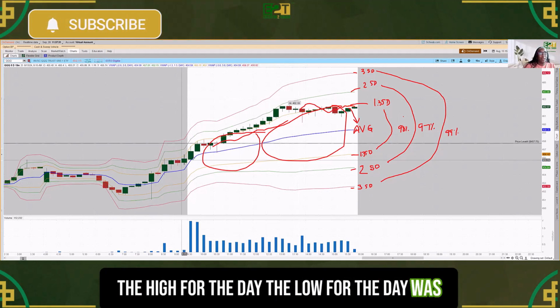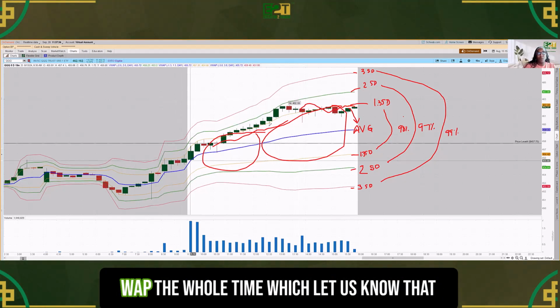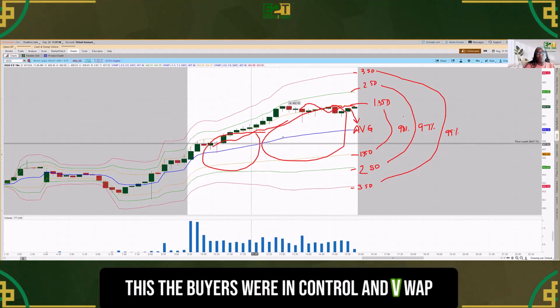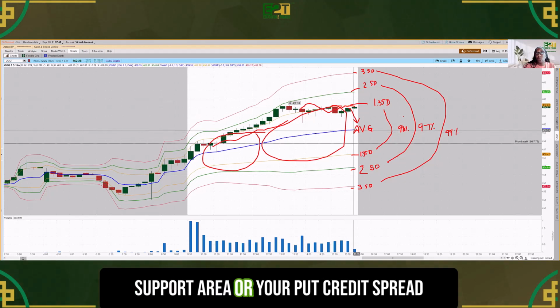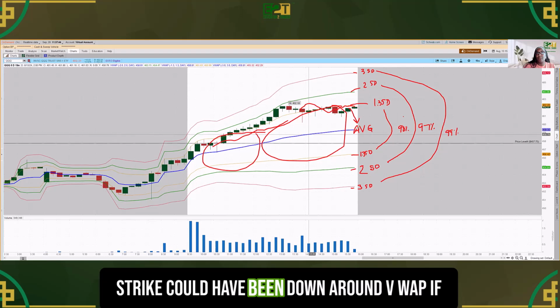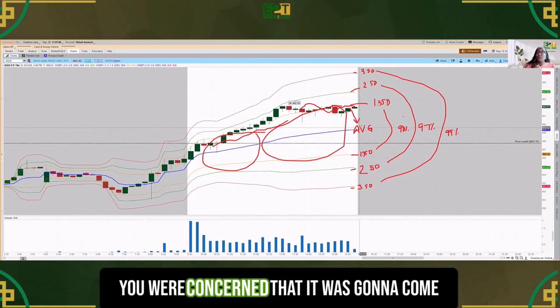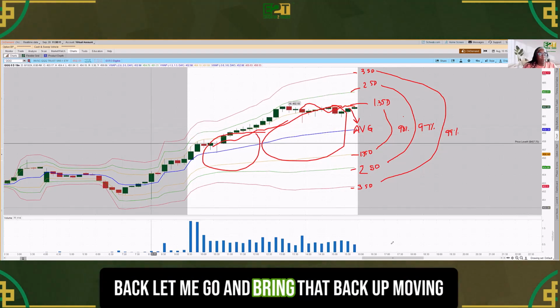The low for the day was down here when we opened. We stayed above VWAP the whole time, which let us know that the buyers were in control, and VWAP could have been your support area, or your put credit spread strike could have been down around VWAP if you were concerned that it was going to come back. Let me go and bring that back up.